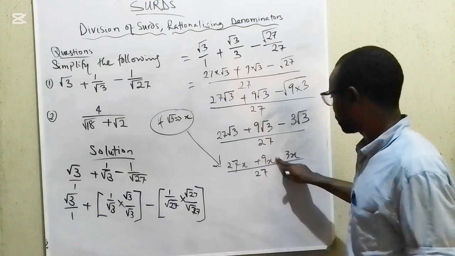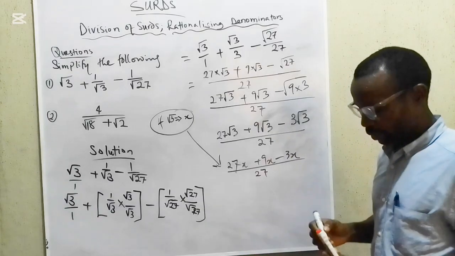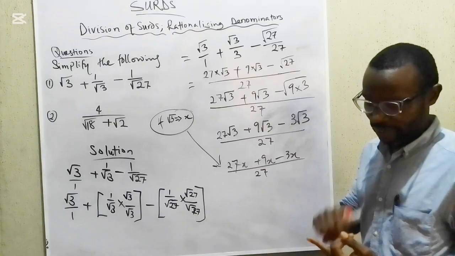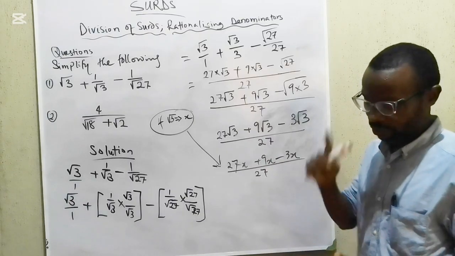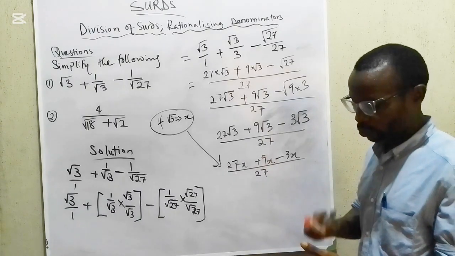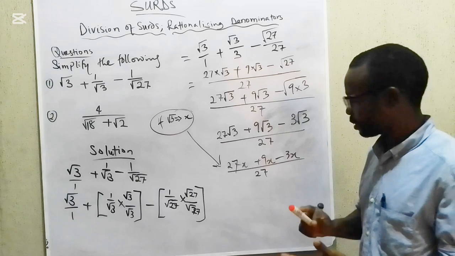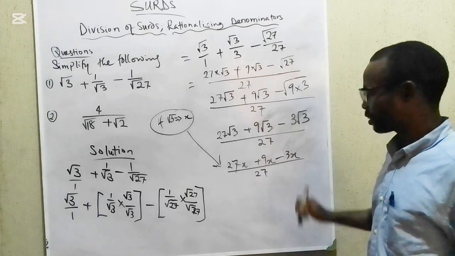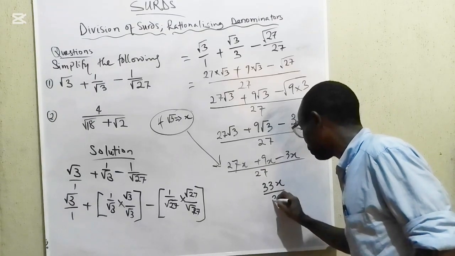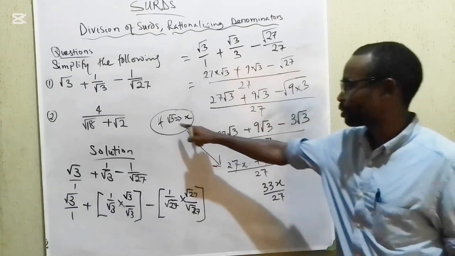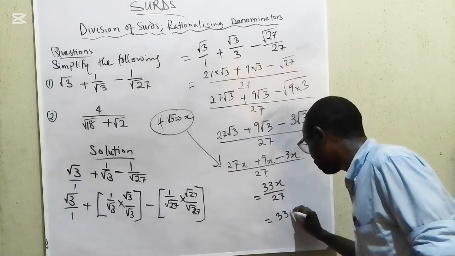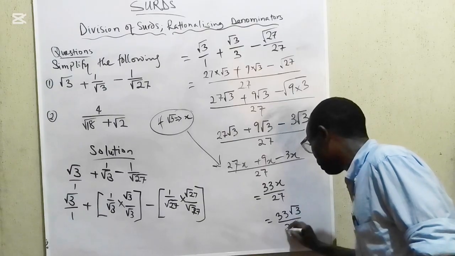So 27 plus 9, counting up: 28, 29, 30, 31, 32, 33, 34, 35, 36. So we have 36 minus 3, which is 33. So we have 33x over 27. But don't forget, this x actually represented root 3. So what do we go back to? We go back to 33 root 3 over 27.